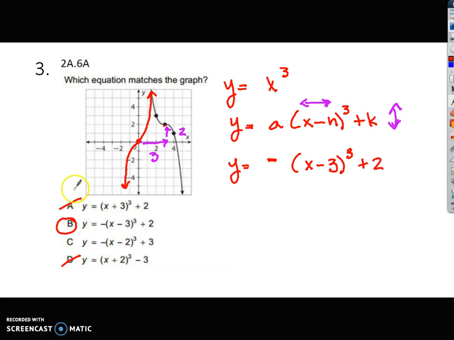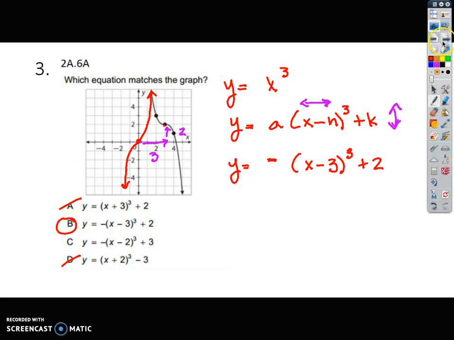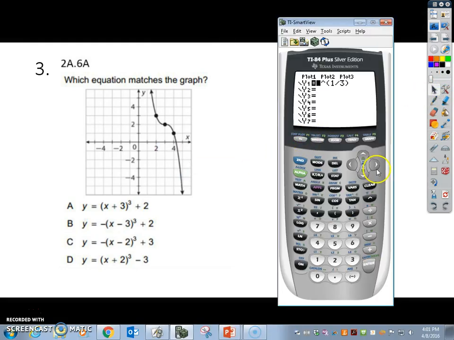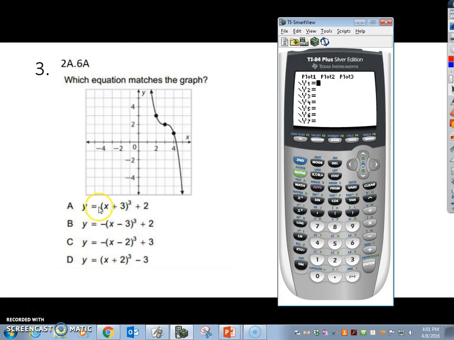Okay. So again, it's good to double check our work. If for some reason we get stuck or we're not sure, we can check the answers on the calculator. Let's go to the calculator, go to y equals. We know that it is B, but let's pretend we're going one by one and checking which one it is. It's going to be negative, x minus 3, raised to the third power, plus 2. And there it is. This function is that one.